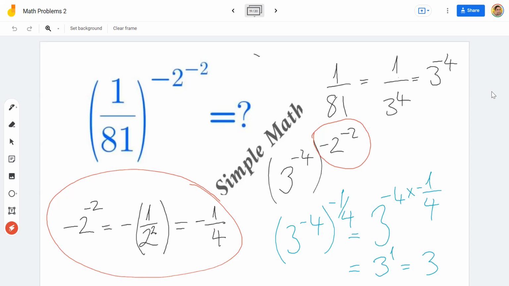So we simplify this one and we simplify this one. Let's substitute into the expression. This comes here and this goes there. Now this is quite simple. We have a power of a power. If we have two powers, we apply the multiplication rule. So we multiply these two. What we get is 3 power 1, and the result is 3.